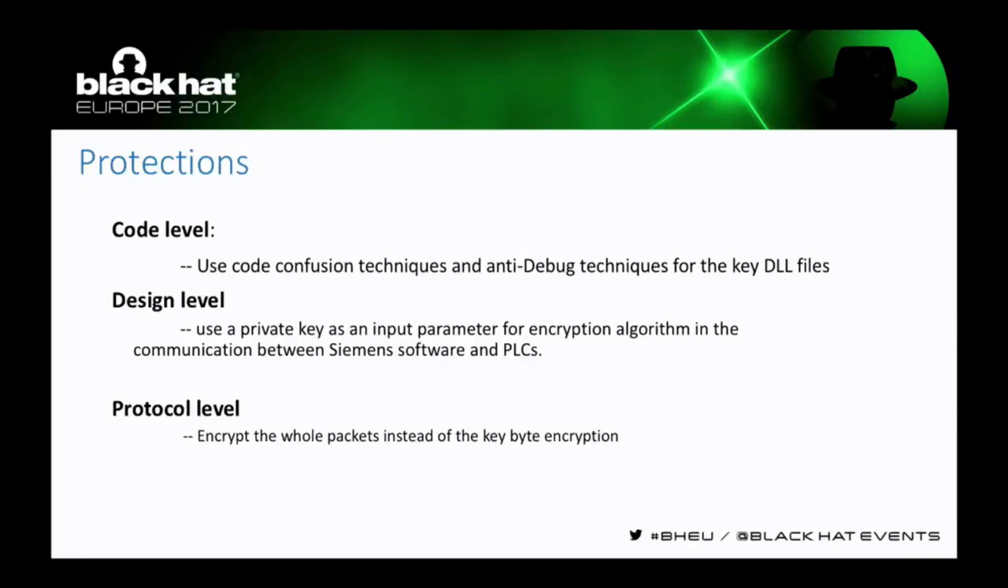The second one is at the design level. Siemens has provided a function named protection. This means users can set a password on the PLC, and if you want to control the PLC, like stopping it, running it, or writing values, you should enter the password first. But this is not necessary, and as far as I know, most users don't have this password. The third one is at the protocol level. I suggest encrypting the whole packet instead of just some key bytes.